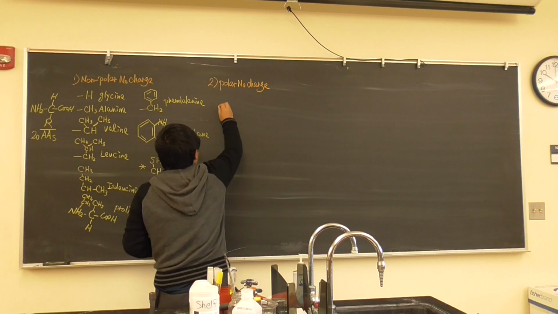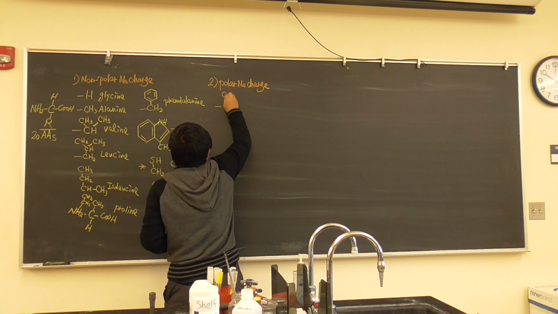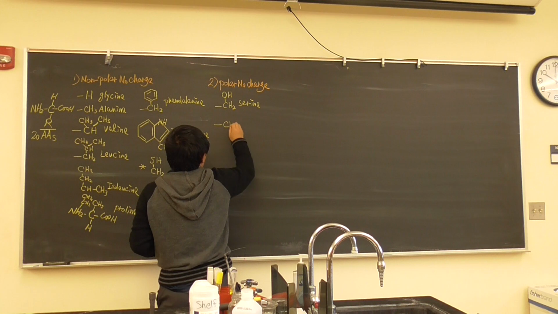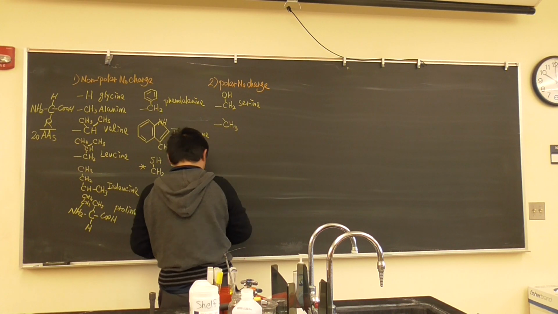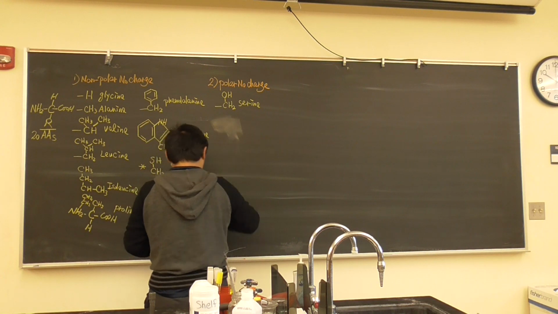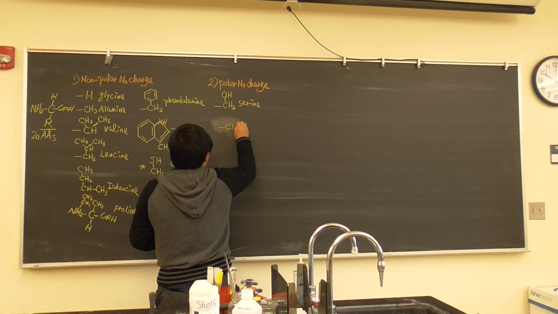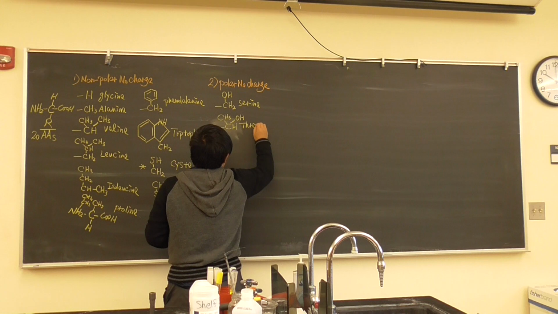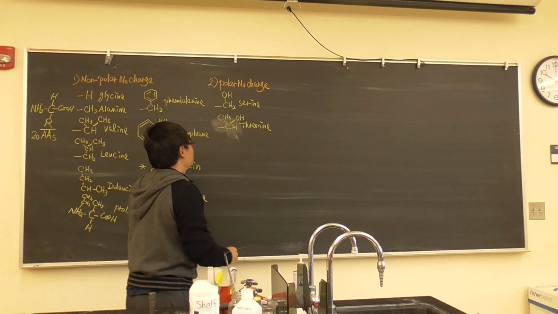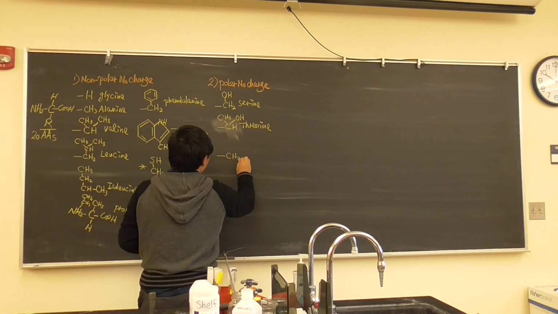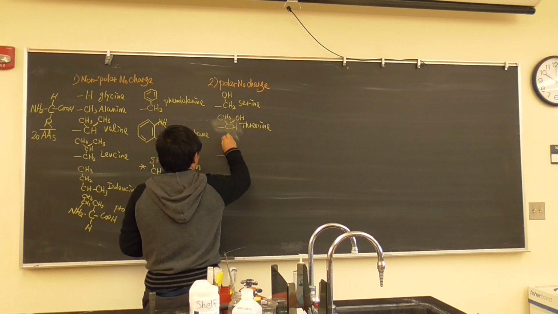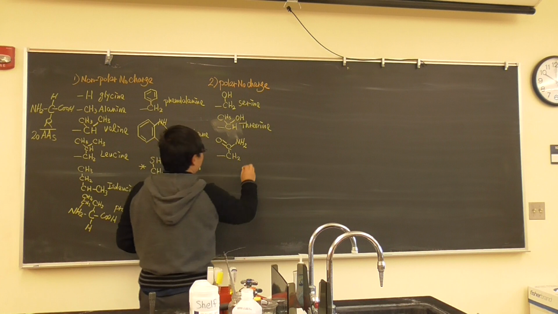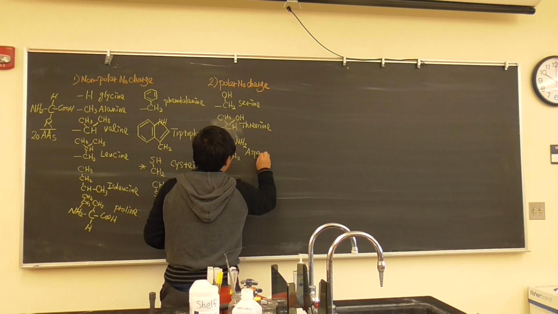Okay, how about the first one? CH2OH, serine. How about the second one? It should be CH3 and OH, threonine. Okay, then we go here, we have CH2, CO, and NH2. What is this guy? Asparagine.